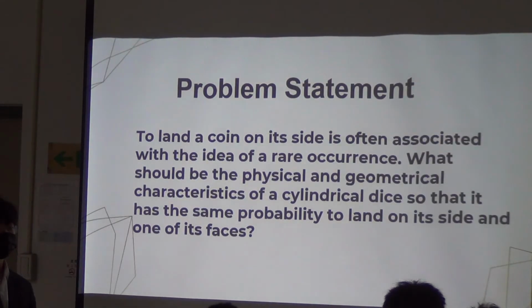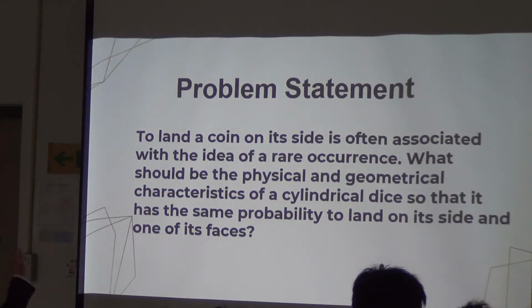Today I will be reporting the topic about three-sided dice and uncounting experiment. So first, let's take a look at the problem statement. To land a coin on its side is often associated with the idea of a rare occurrence. What should be the physical and geometrical characteristics of a cylindrical dart so that it has the same probability to land on its side and one of its face?